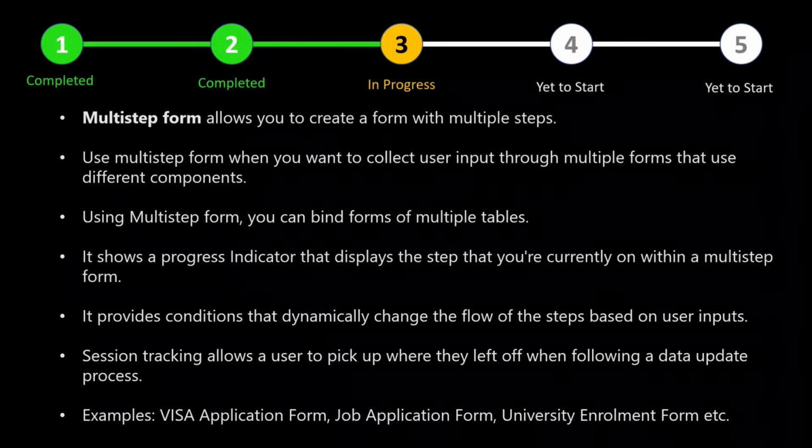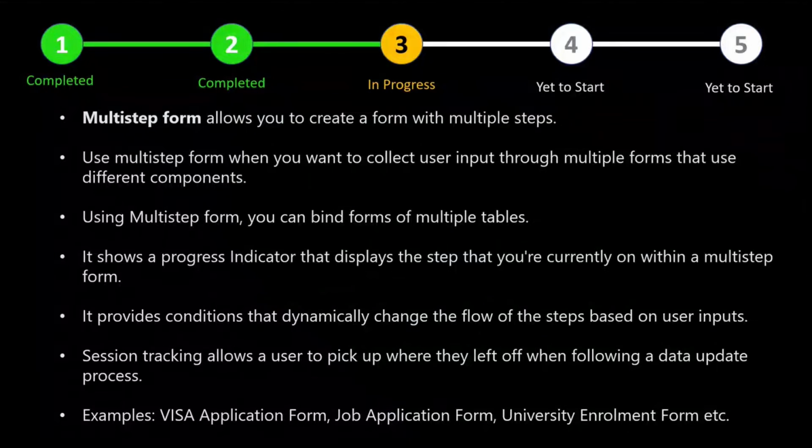Job application form: when you are applying for a job, or you're updating your profile, you have to provide a lot of information, like your personal details, your professional details, your past experience, your project details, or you have to upload your documents, and a lot of things are there, right? So you have to provide the details in multiple steps. When you are applying for a college or any university, then that enrollment form also has multiple steps. So there could be multiple examples.